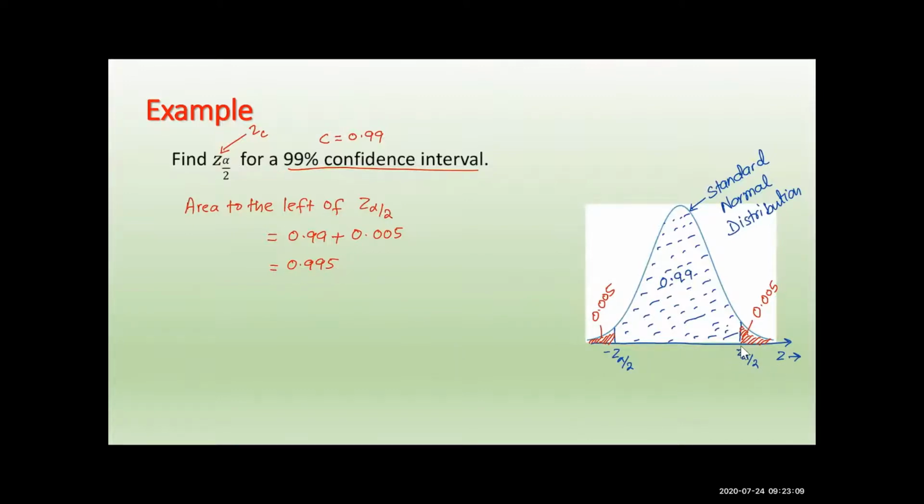Now, in order to find this z alpha over 2, we use the inverse normal command in our calculator. So we do this. Now, z alpha over 2 is equal to inverse normal. Then we write the area to the left of z alpha over 2, which is 0.995. 0.995 is the area. The mean for this distribution, for a standard normal distribution, is 0. Standard deviation is 1. Then we are going to use the calculator to compute this.